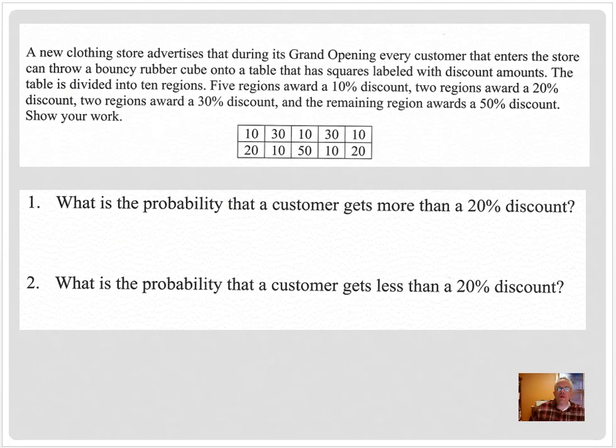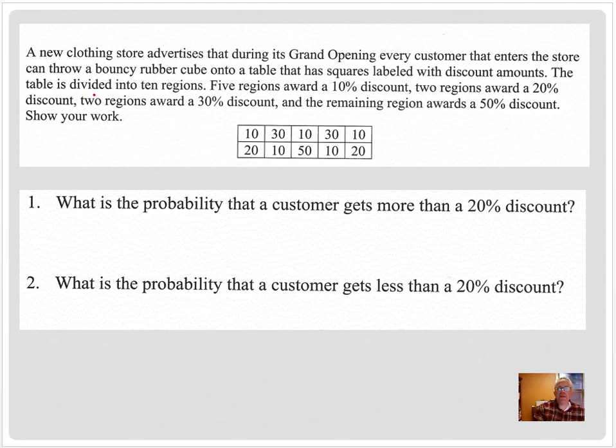All right, so here's one example. It says a new clothing store advertises that during its grand opening, every customer that enters the store can throw a bouncy rubber cube onto a table that has squares labeled with discount amounts. A little bit bizarre, but this is what it's saying. They have a large table with these numbers printed on the table. A customer comes in, just rolls the cube, it bounces around, and it randomly lands on one of these numbers. And that's the discount they get. So they might only get a 10% discount, but they might even get a 50% discount.